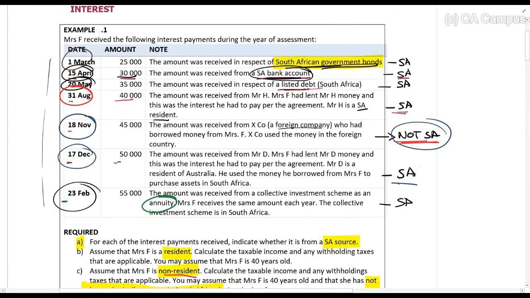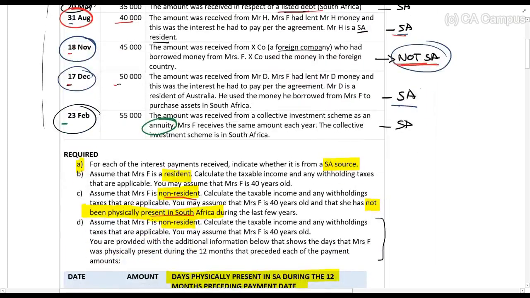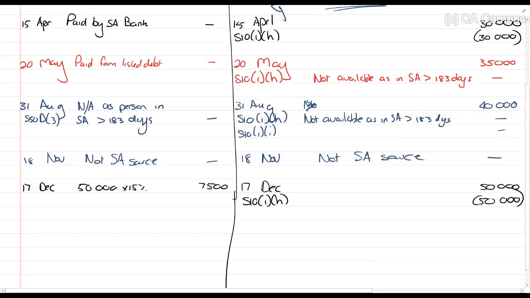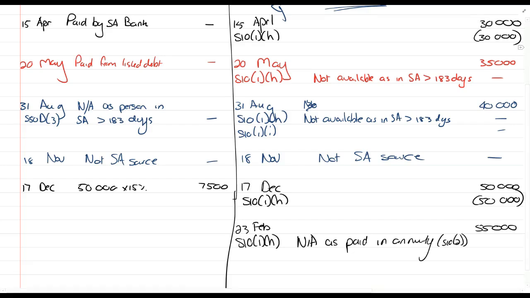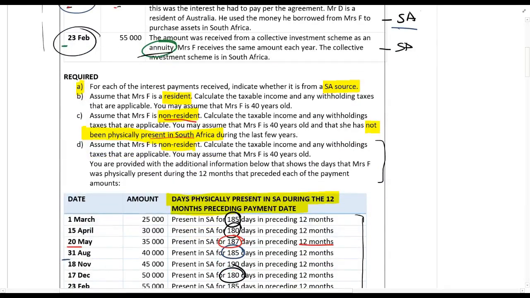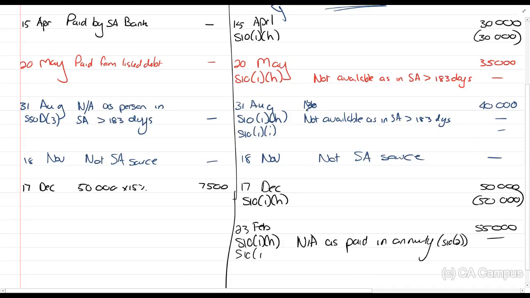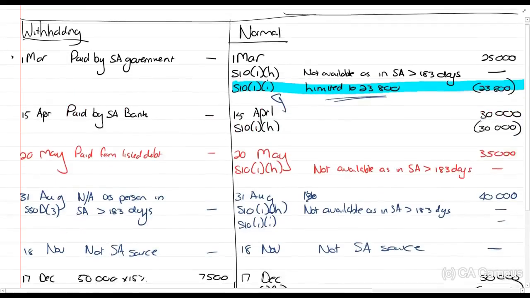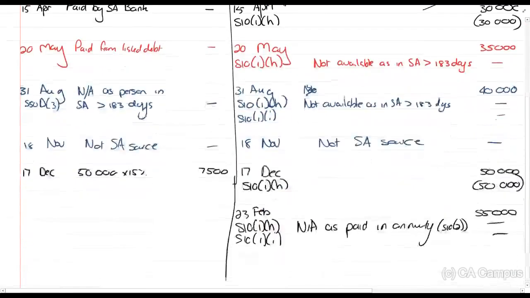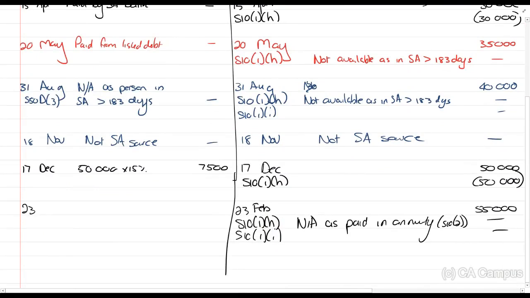And on 23 February, 55,000 rands. This is the amount paid as an annuity, just reminding you. So section 10(1)(h), you can already say not available as paid as an annuity, per section 10(2). And in any case it would not have been available because the person was in South Africa for more than 183 days. Section 10(1)(i) you would use, but it's been fully used again, as I reminded you at the top.